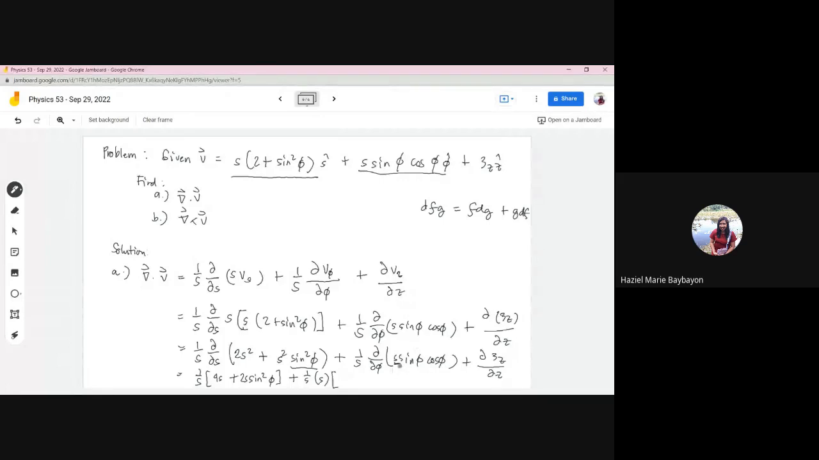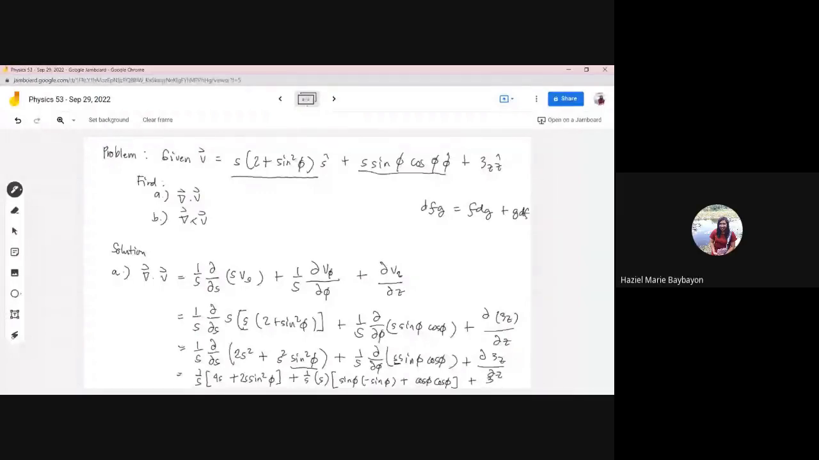multiplied by the derivative of sine phi. Unsay derivative sa cosine phi, class? Negative sine phi? Yes, ma'am. Sakto ba? Plus g. So g is cosine phi multiplied by the derivative of sine phi, which is cosine phi. Okay. And then this one is 3. Okay.